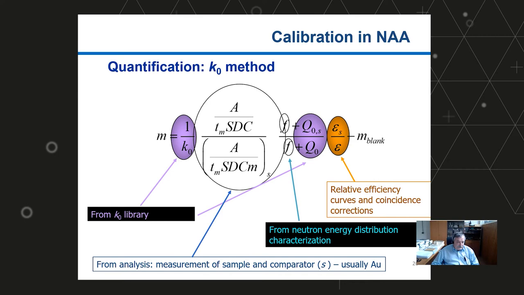Now the K0 method, this is the formula. We have a K0 factor from the library. We have the resonance integrals and thermal neutron cross sections also from the library. We measure the flux distribution, and we determine the relative efficiency of the nuclides which are present, and we measure the activities and record the timing of the measurements, irradiation, and so on. And of course, we have to take into account any blank we may have. So these are the three basic modes.